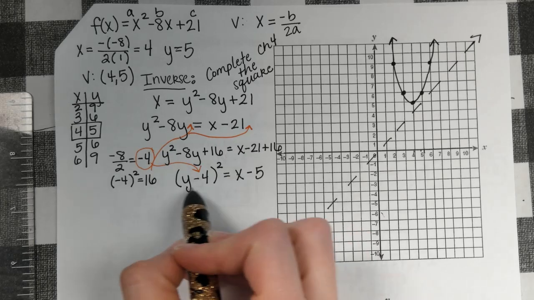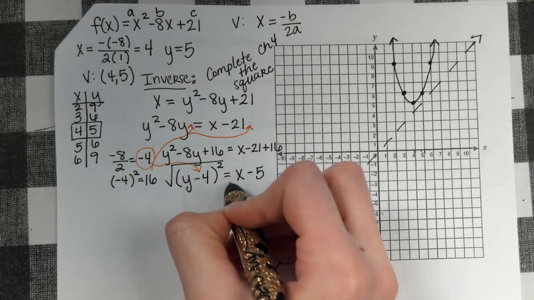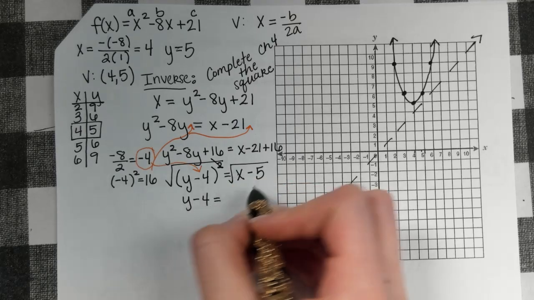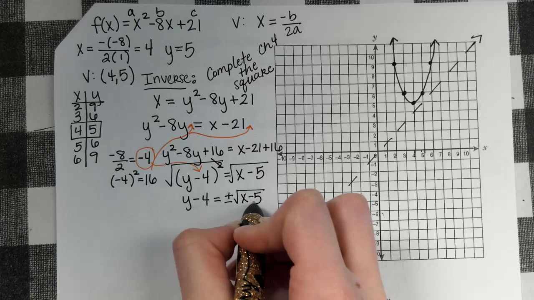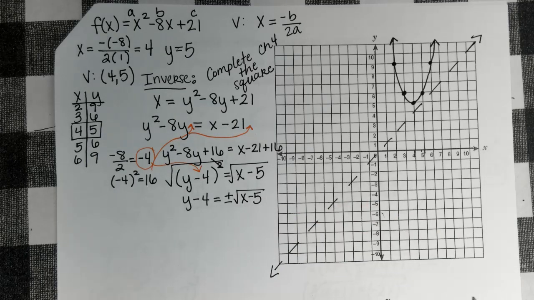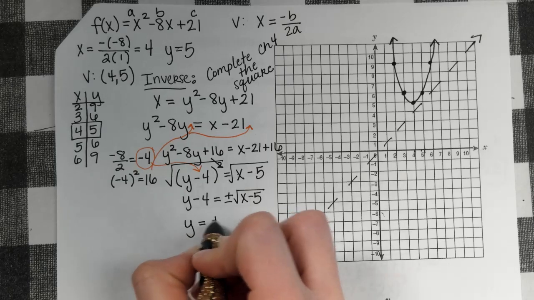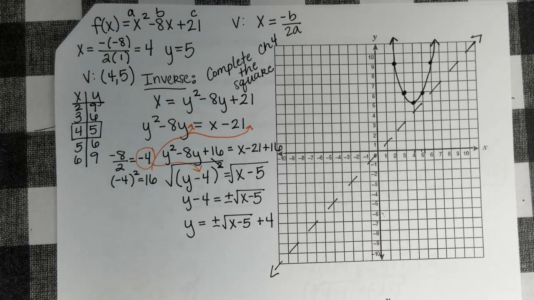So, when I have y minus 4 squared equals x minus 5, how do I solve for y? Square root it. So that leaves me with y minus 4 equals, anytime I square root it, I have plus or minus the square root of x minus 5. And then I do what? Add your 4. So y equals plus or minus the square root of x minus 5, plus 4. Okay?